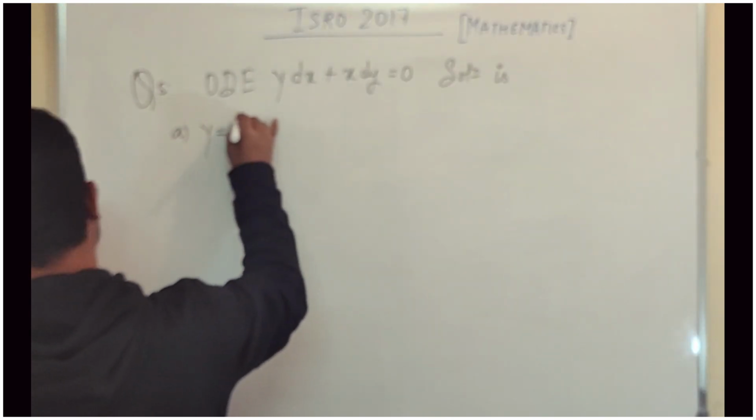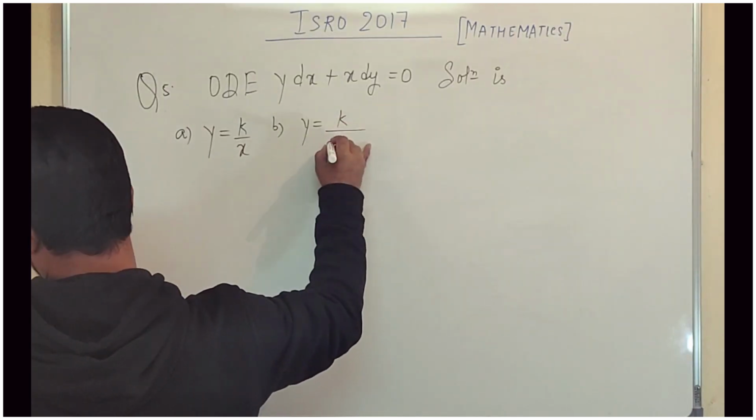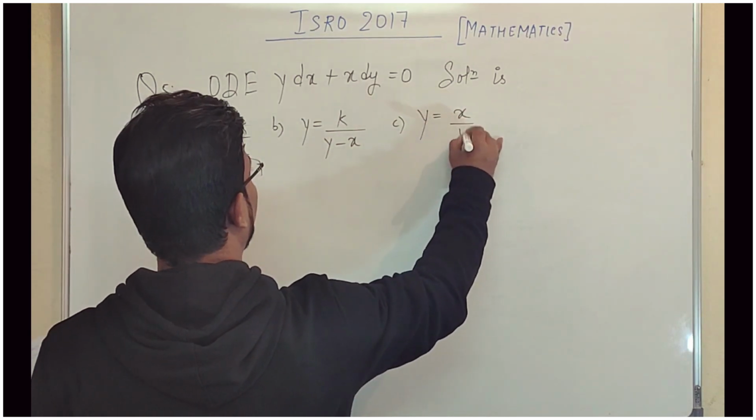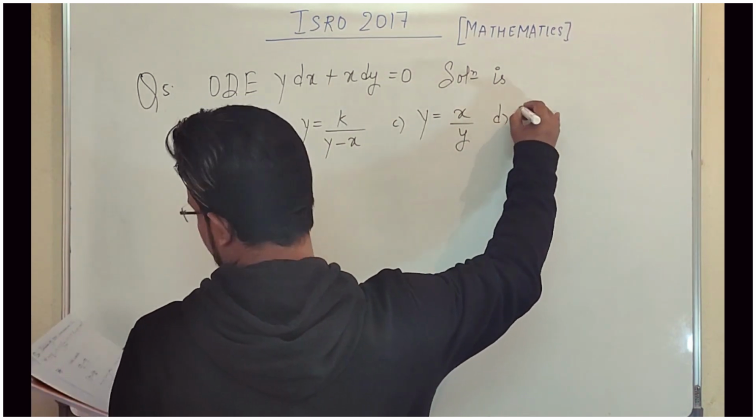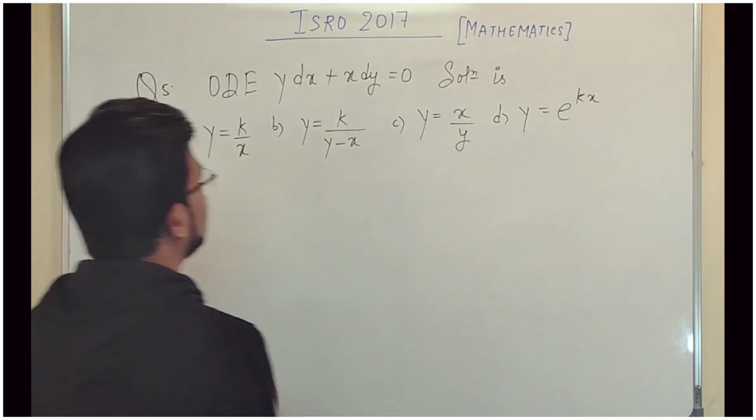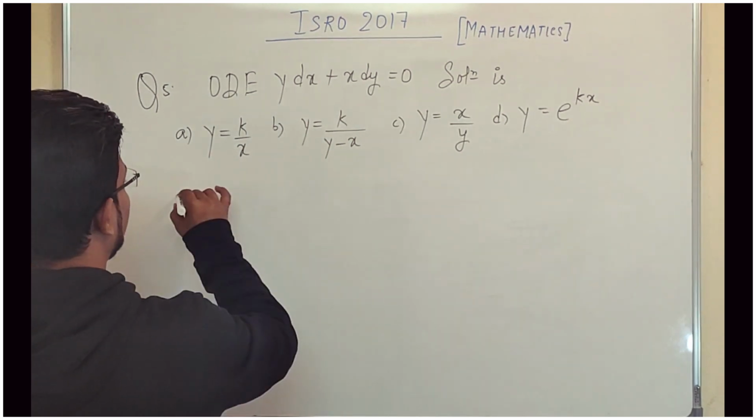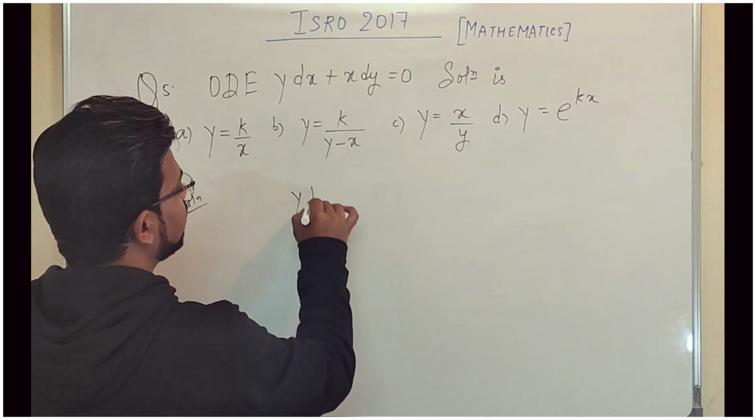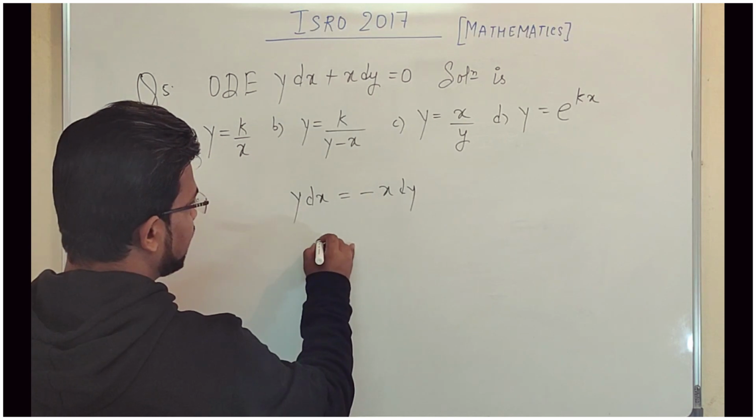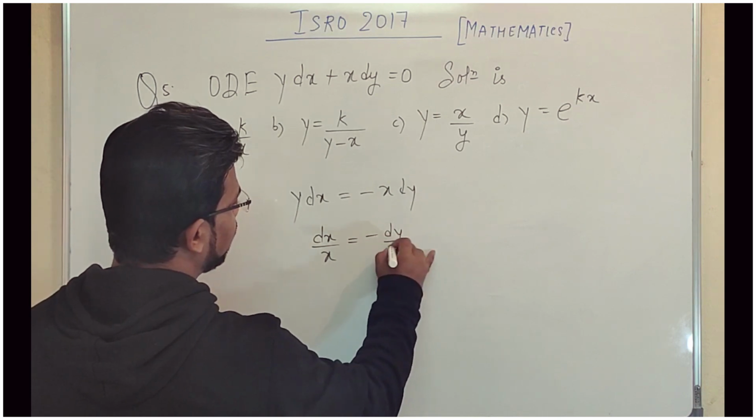The options are: y is equal to k by x, y equals k by y minus x, then y equals x by y, and option D, y is equal to e to the power of kx. As you can see, this could be easily solved using separation of variables. So I'm solving this and I'm writing y dx is equal to minus x dy. I can separate the variables. I can write easily, let's say, dx by x is equal to minus dy by y.